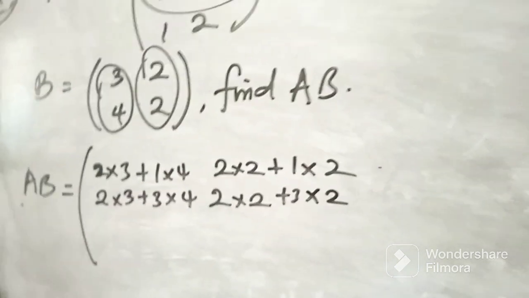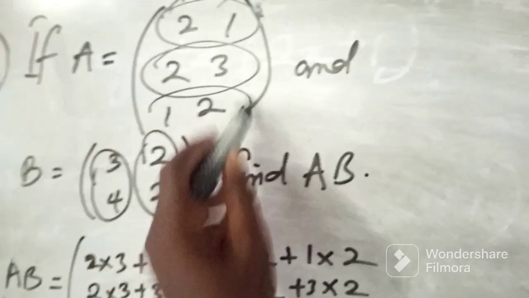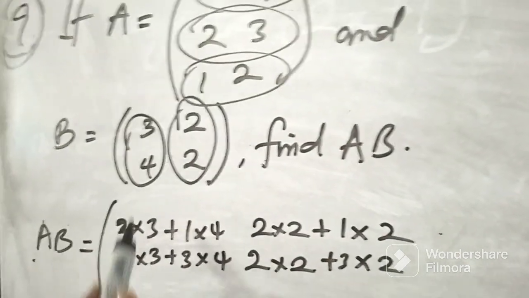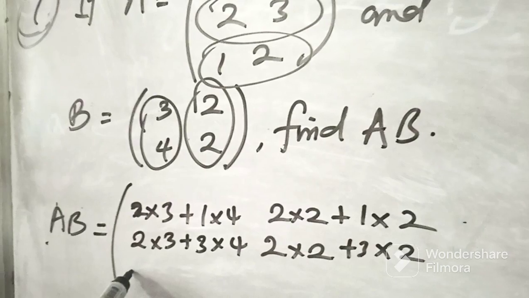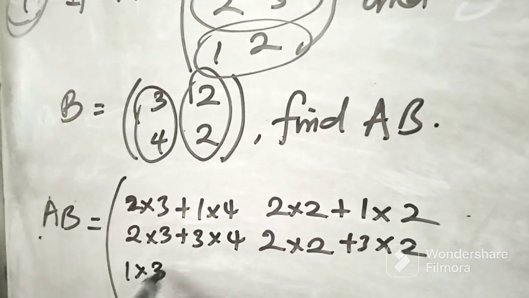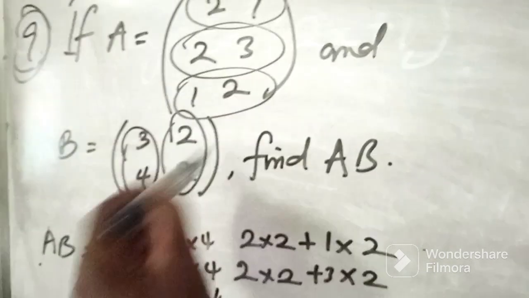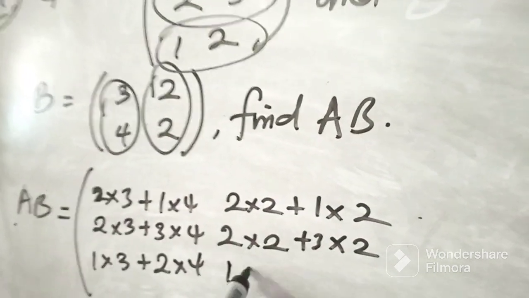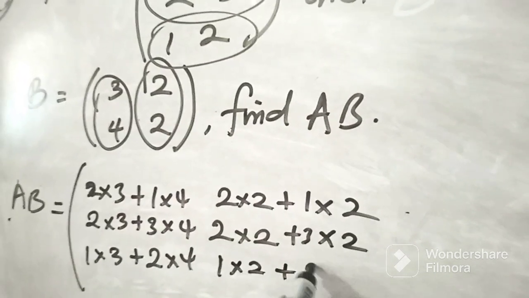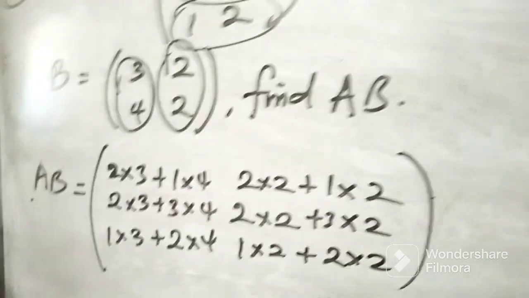So now going to the third one, I will use it to multiply the first and the second column. It will give me 1 times 3 plus 2 times 4. Then use it to multiply the second one. We have 1 times 2 plus 2 times 2. So from here, we are going to have our AB.